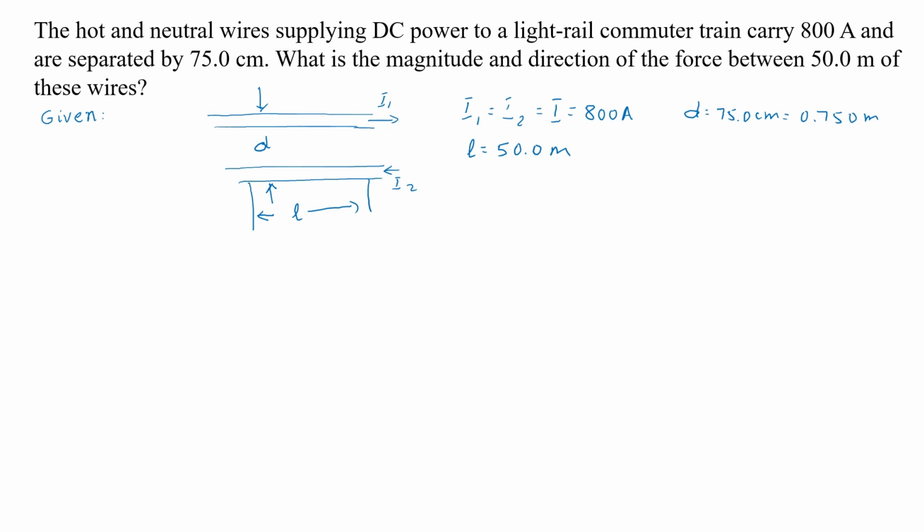Now to calculate force we need the permeability of free space, which is given by 4 pi times 10 to the power of negative 7 tesla meter per amp. And what we are required to find is the force.